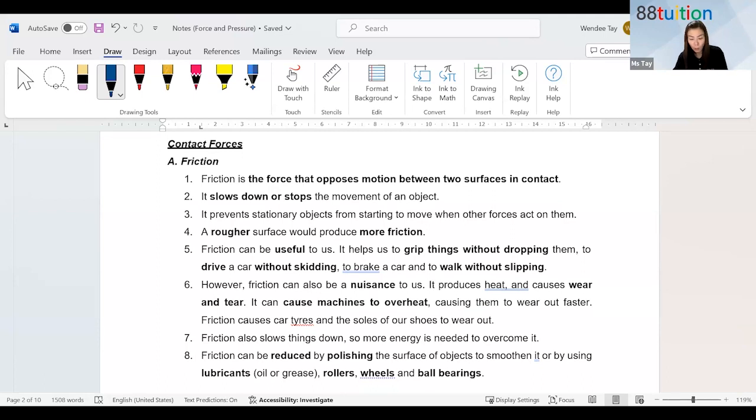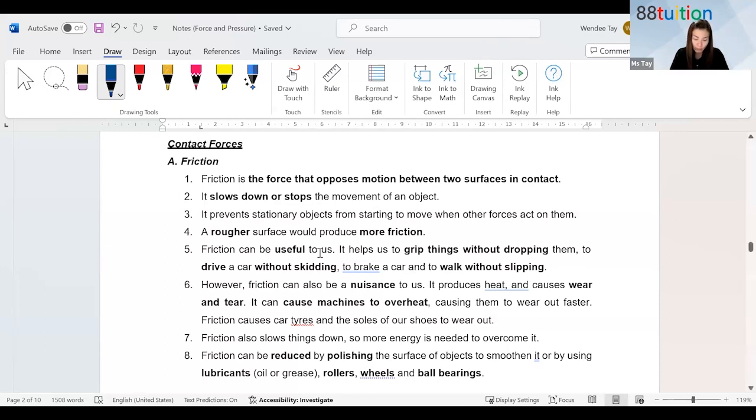Yep, so that's how we can have, let's say, our bottle staying on the table. A gentle push doesn't cause the bottle to topple over, things like this. So a rougher surface will produce more friction. Okay, this is something we know.